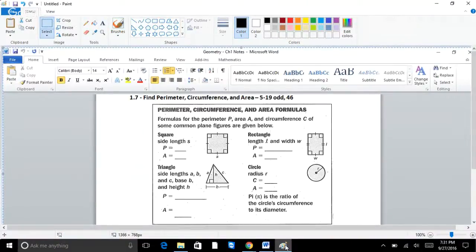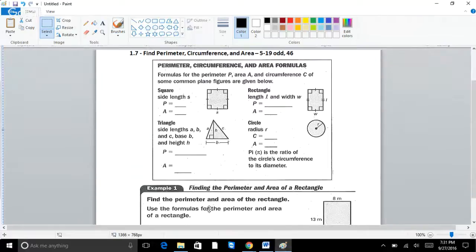Okay, so 1.7 is finding the perimeter, circumference, and the area. And these are all things that you've probably been doing for a long time, but it's just going to be a review of what we know. So what we're going to talk about first is some common formulas for perimeter and area, and also circumference. So remember, circumference is like the perimeter, but it's what we call the outside of a circle. All right, so let's talk about the square, triangle, and rectangle.